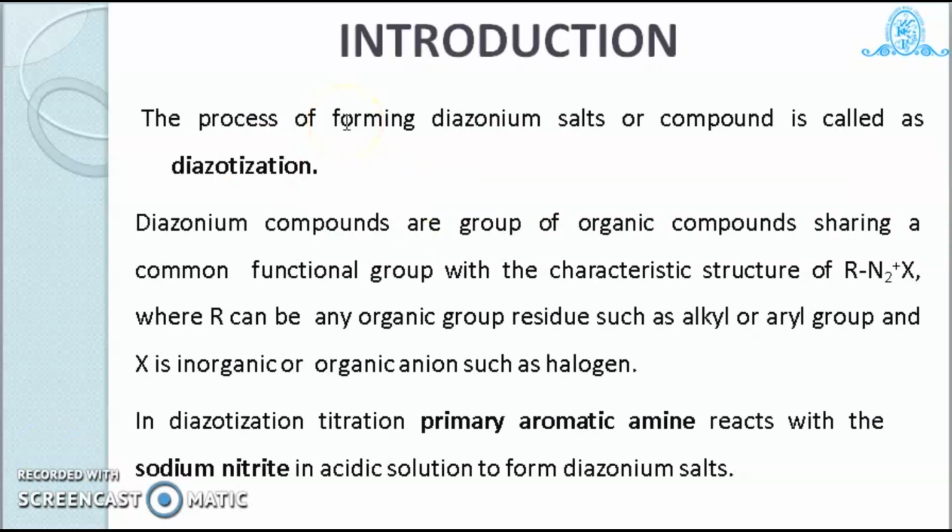First of all, let us see the introductory part. The process of forming a diazonium salt or compound is called the diazotization process. The diazonium compounds are a group of organic compounds sharing a common functional group with the characteristic structure RN2+ X-, where R can be any organic group or residue such as an alkyl or aryl group, and X is an inorganic or organic anion such as a halogen. In diazotization titration, primary aromatic amines react with sodium nitrite in acidic solution to form a diazonium salt.